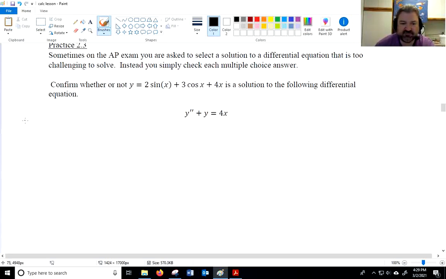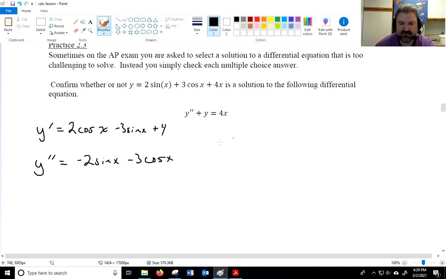So that's your indication that you're supposed to just confirm. So to confirm this, we just need to find these things. Let's find y prime first because we need it to find y double prime. The derivative of sine is cosine. And the derivative of cosine is a negative sine. So it becomes like that. And the derivative of 4x is just 4. I can now find y double prime, and I get negative 2 sine x minus 3 cosine x. And the 4 goes away.